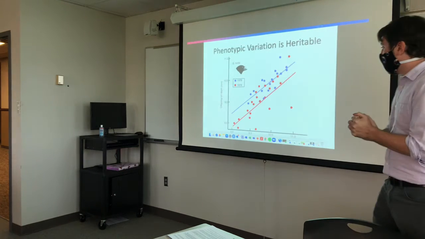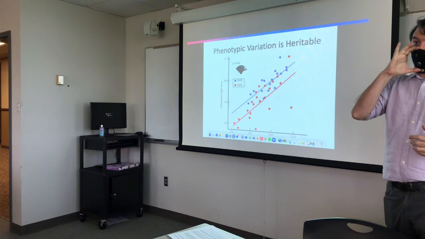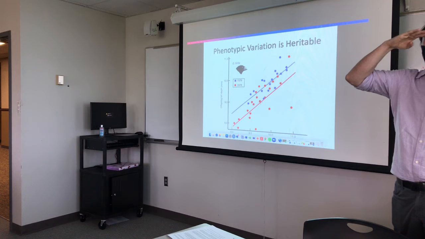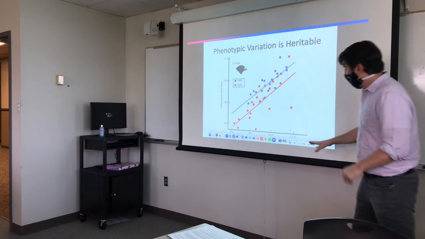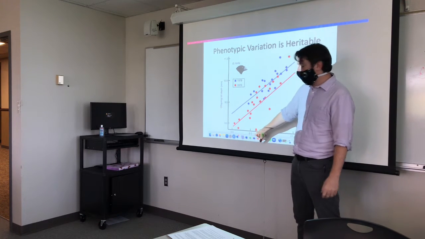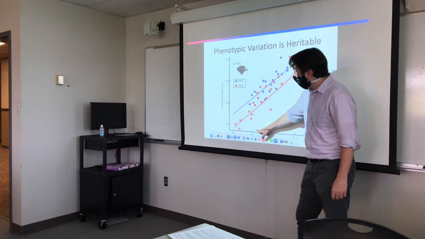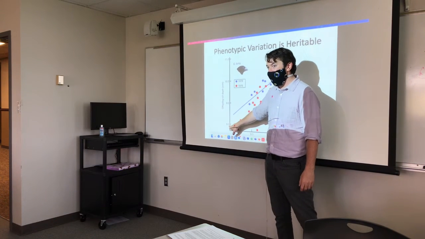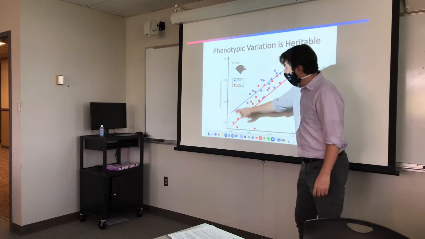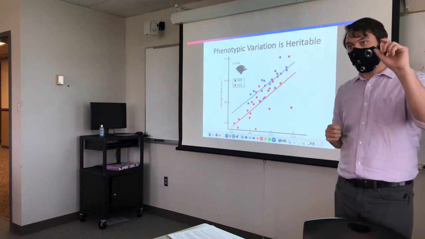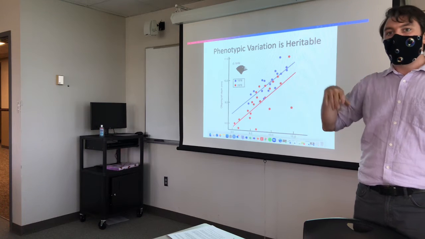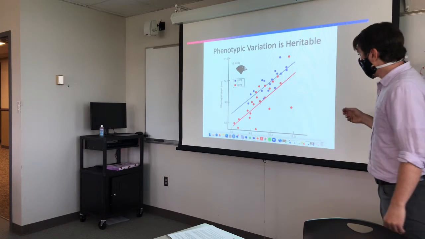So this is a trait that varies. How thick is the beak in a finch? And so here's two parents, that's their mid-beak depth. And you can compare that to their offspring, which is on this axis. So each one of these points represents a comparison between the finch's bill depth and the bill depth of its two parents in 1976 when these samples were taken.